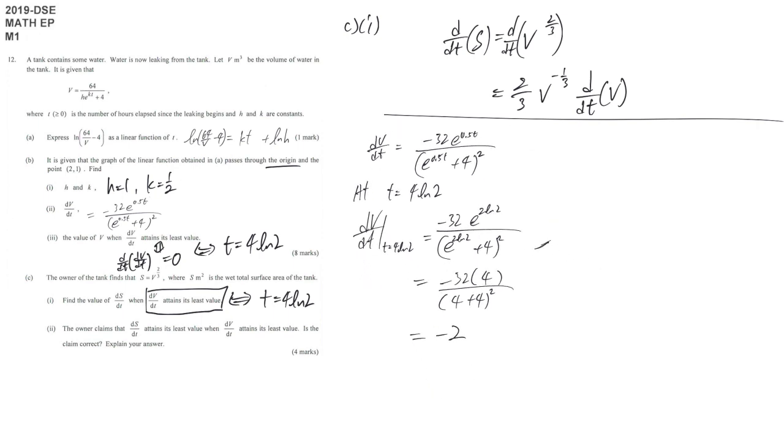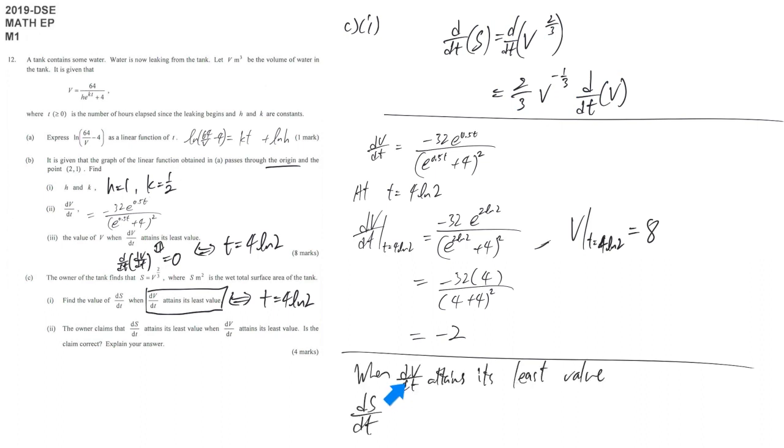Together with the fact that we know that v when t equal to 4 natural log 2 is equal to 8. So we can draw the conclusion by using our calculation before. When our condition is fulfilled, ds/dt is equal to 2 over 3, v is 8 to the power of negative 1 over 3, and then dv/dt is negative 2. That is negative 2 over 3.